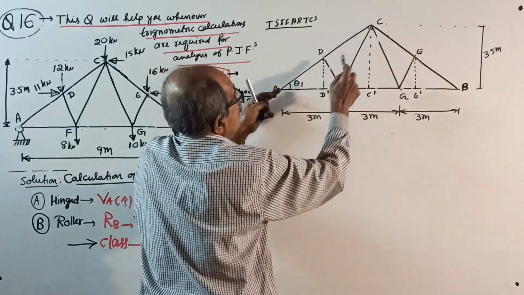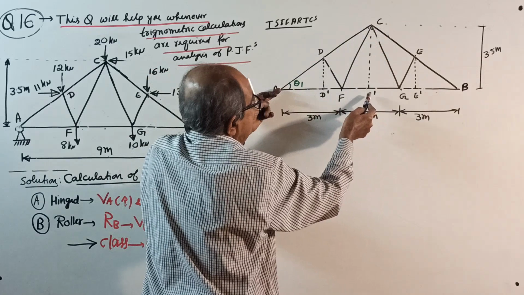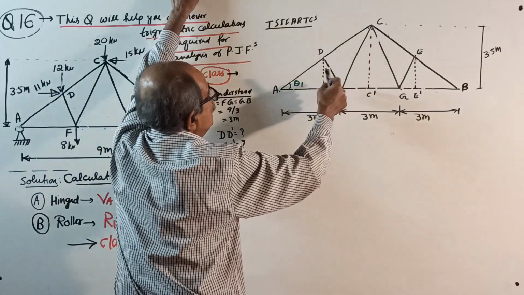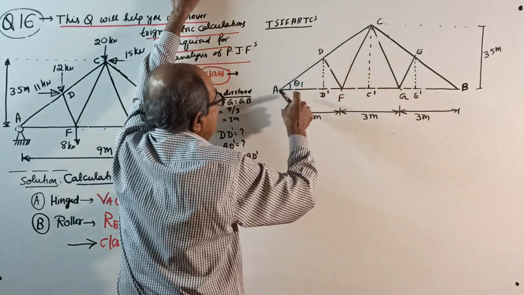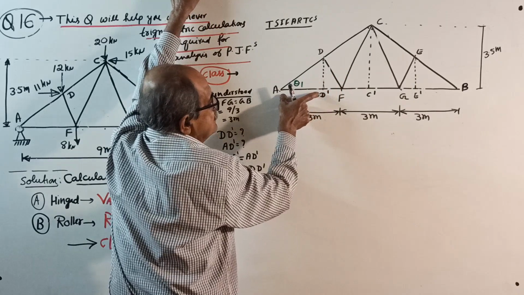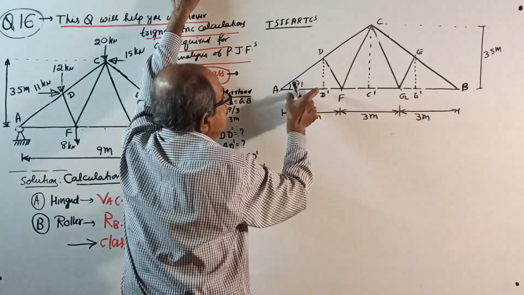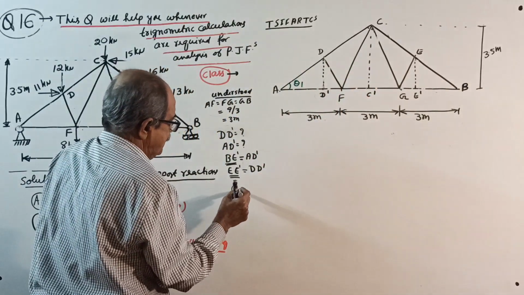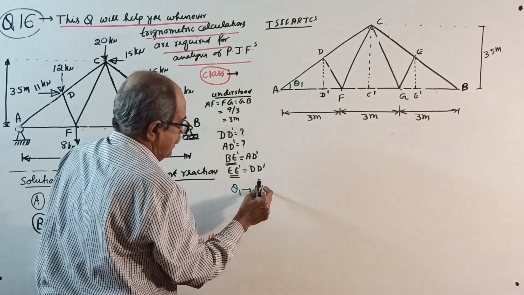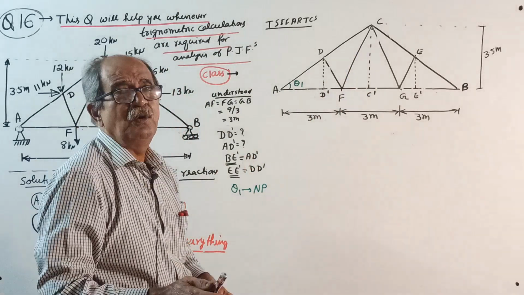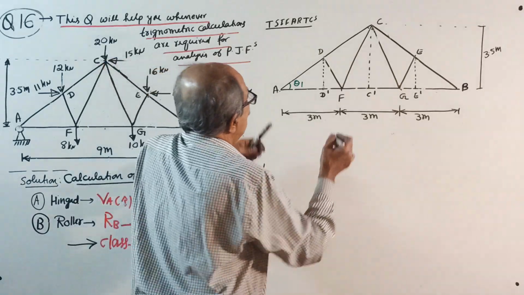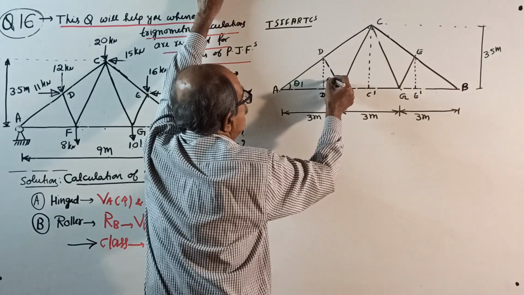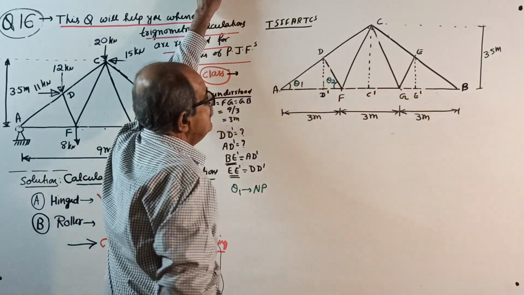Tan theta 1 equal to CC dash by 4.5. Or of course, it is also equal to DD dash by this distance. But this is not known, that is known. So theta 1, there is no problem. NP means no problem. Then, for this member, you require theta angle. Let it be theta 2.